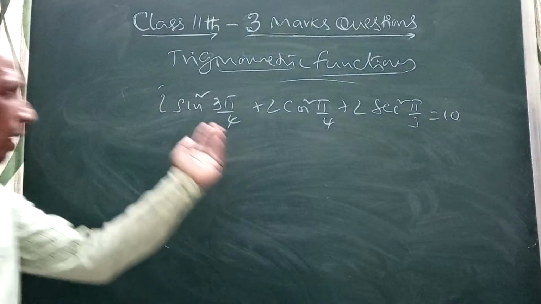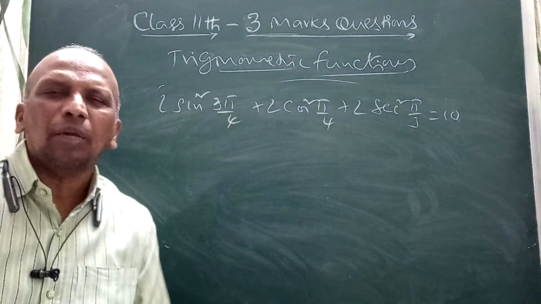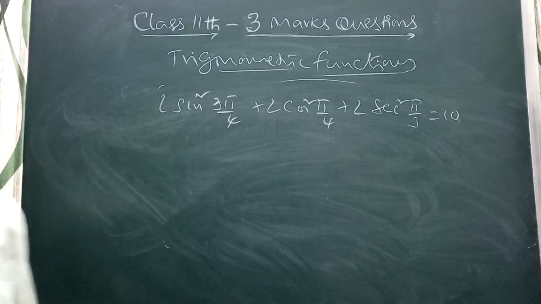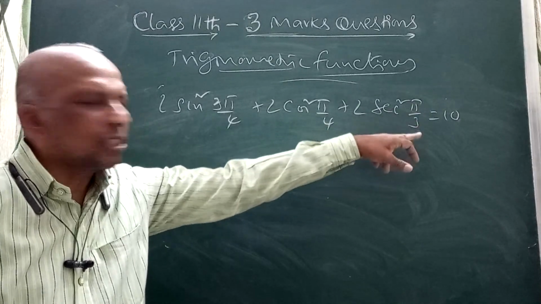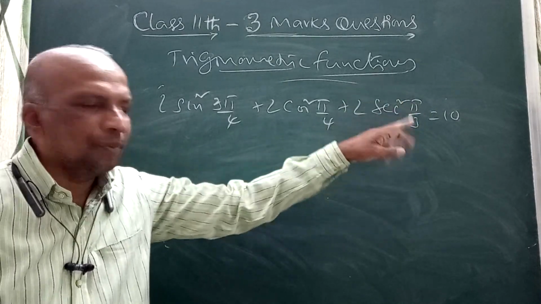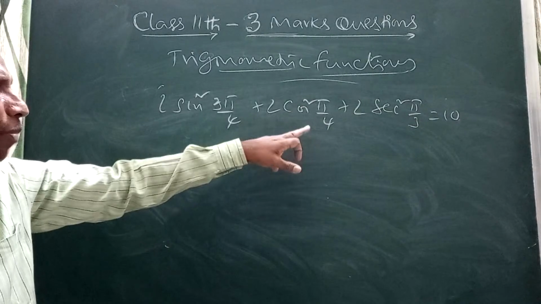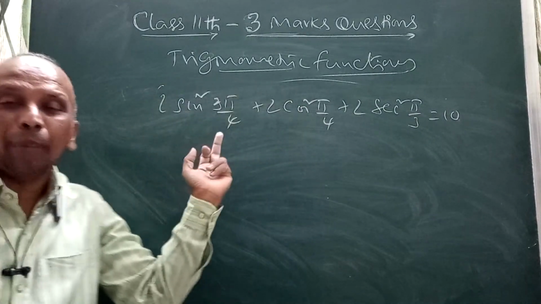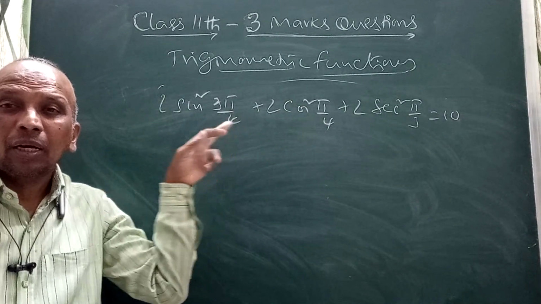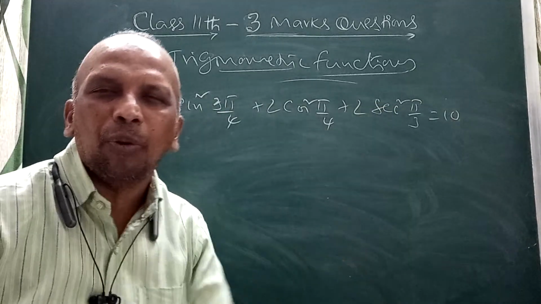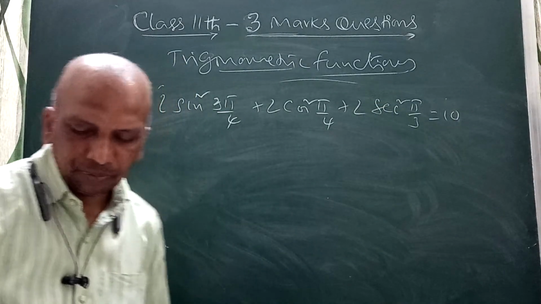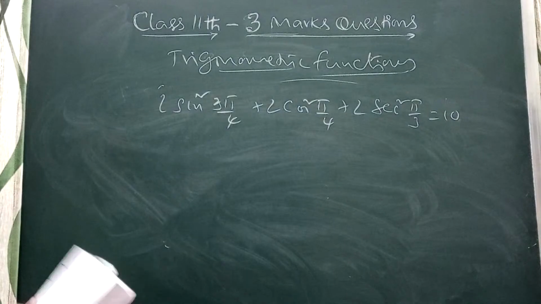You can substitute straight away. Sin 3 pi by 4, you can substitute the value of this one. Cos pi by 4 is 1 by root 2. Secant pi by 3 is 2, so you get 2 into 2 square. You can substitute 2 into 1 by root 2 whole square, and sin 3 pi by 4 gives 1 by root 2 whole square. You substitute all the values, it gives 10. Simple problem. Try to solve this.